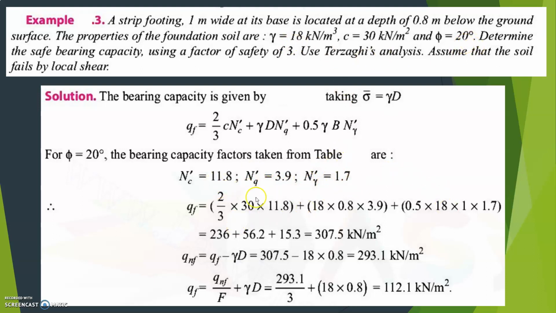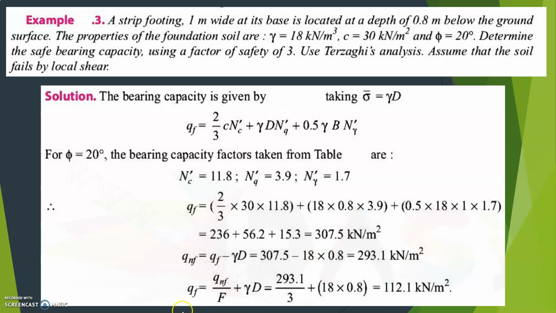So substitute the values. Once you get qf, you can calculate qnf. In the last problem I used a different way; now I am using this way. This is the simplest way, and you can always use this method only. First find qf, the ultimate bearing capacity. Then you deduct the overburden pressure, γD. That is the net ultimate bearing capacity. So qnf is equal to qf minus γD. qf is 307.5 minus gamma 18 into the depth of the foundation 0.8, that is equal to 293.1 kilonewton per meter square.